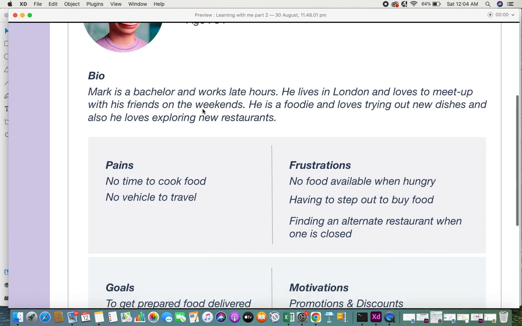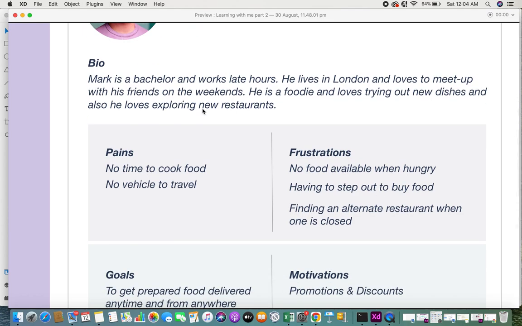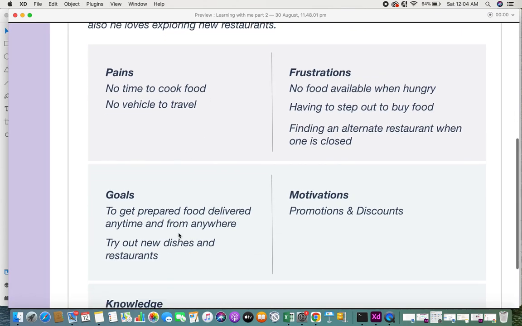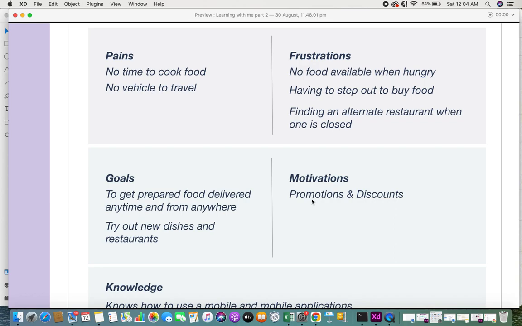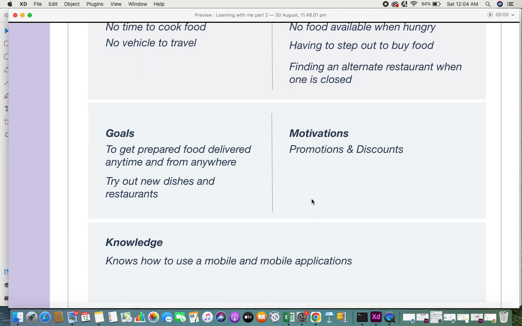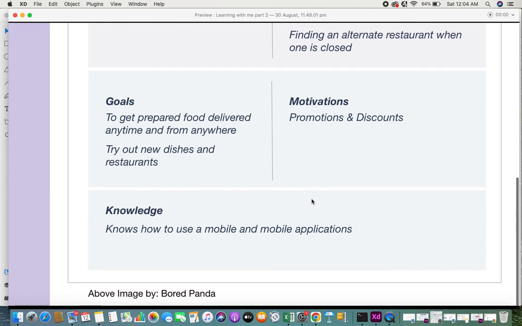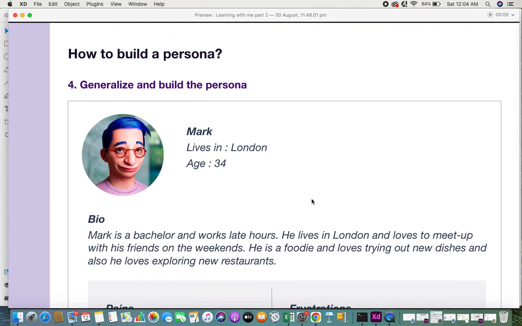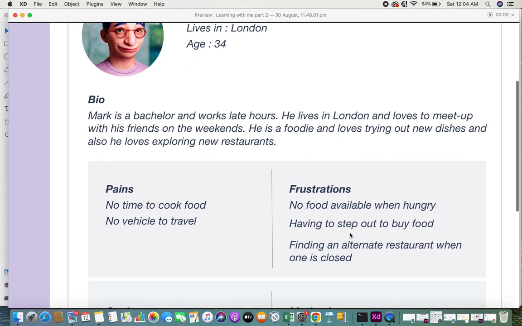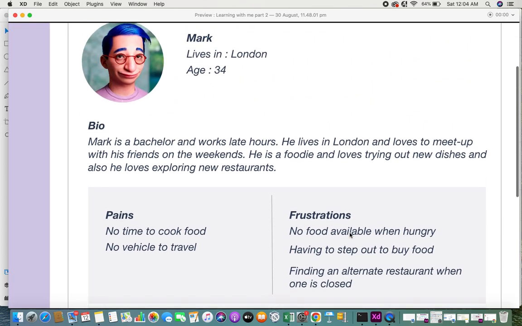So that's where we bring in pains. Mark says that there's no time to cook food, no vehicle to travel. You have the frustrations over there, then you have the goals, and then you have Mark's motivations, and then you have the knowledge of what Mark has, which is that Mark knows how to use a mobile and also a mobile application. So this very profile tends to represent all the other people's pains and frustrations and goals in one profile.